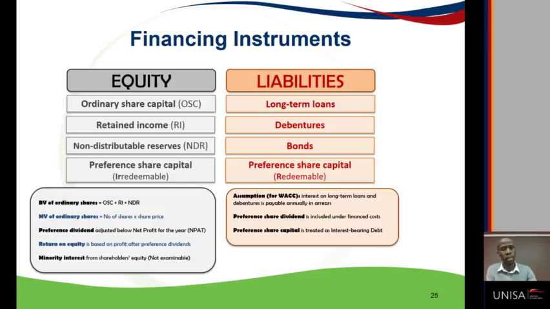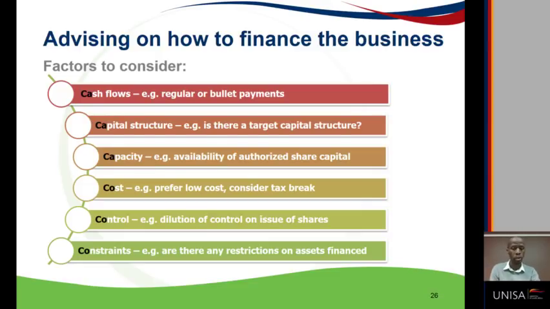Then on the other side is a liability, where at some point we have to repay it. That would be a long-term loan, a debenture, a bond, or redeemable preference shares. I've got notes there at the bottom, so you can go through there to familiarize yourself more, because it is important to know exactly what is what, as it has a serious impact on the calculation of the cost of capital.